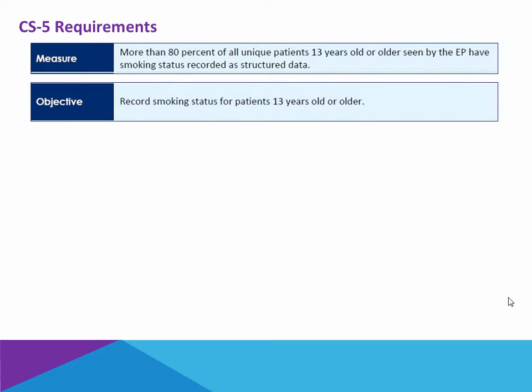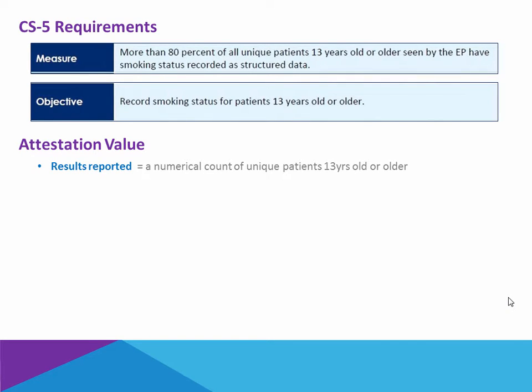The objective is for all patients over the age of 13 to be queried as to what level of smoking. Now, at the end of the reporting period, the results reported for attestation is going to amount to a number of unique patients over the age of 13. This, of course, is going to be reported by means of a denominator and a numerator.